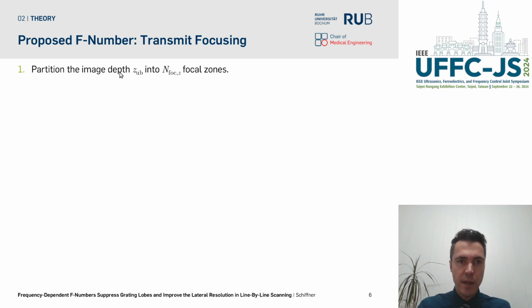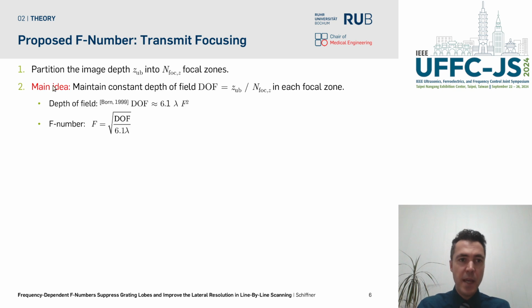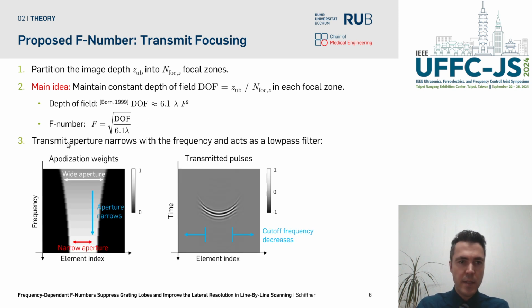First, the image depth is partitioned into n focal zones. The main idea is to maintain a constant depth of field in each focal zone. The depth of field, according to Born, approximates 6.1 times wavelength times f-number squared. The f-number, hence, derives from the depth of field and the wavelength. As a consequence, the transmit aperture narrows with the frequency and acts as a low-pass filter.